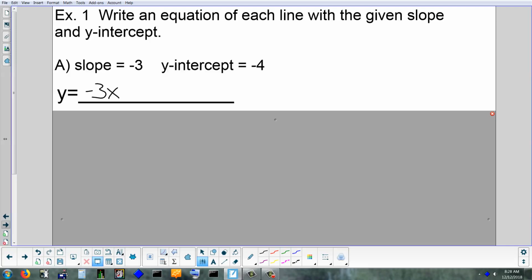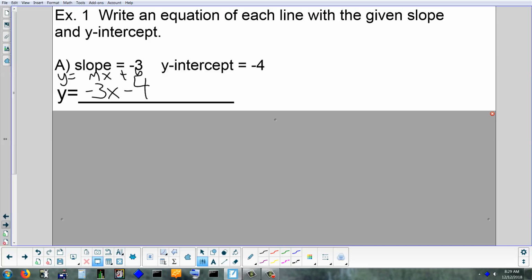Last week we asked you to identify it. Now, if we're asking you to write an equation with the given slope, you have to put the x with it. All right? What's the rest of my formula to finish it off? Chris? -4. -4. Y equals mx plus b. -3 was my slope, there's my m. Put x with it. My y-intercept, or my b, was -4.